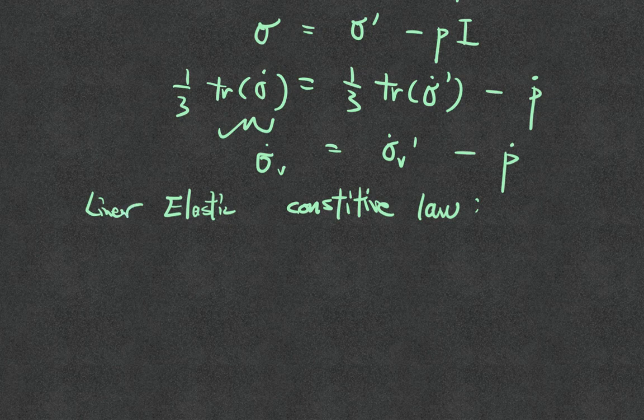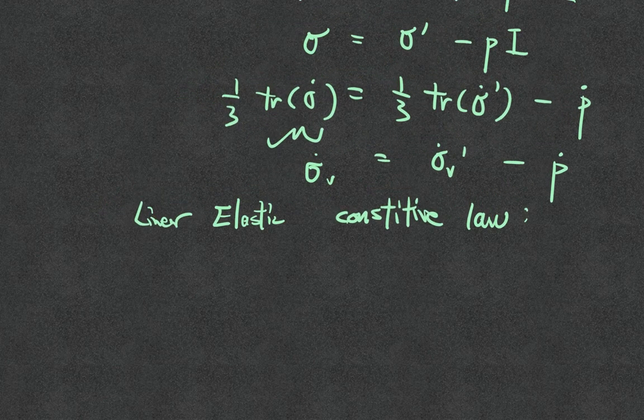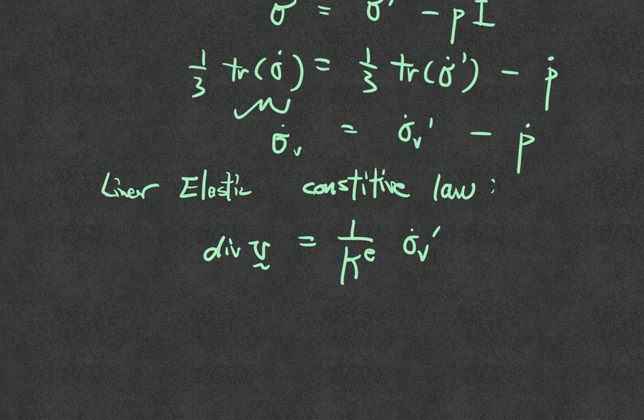So here I will introduce the elastic constitutive law, and that is a linear elastic constitutive law. To be more exact, I'm saying that the divergence of the velocity of the solid is related to 1 divided by KE, related to the volume deformations of the effective stress. And that would also be equal to 1 divided by KE times sigma dot plus P dot.